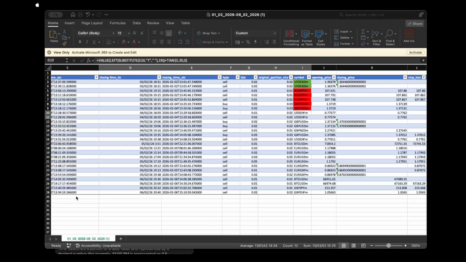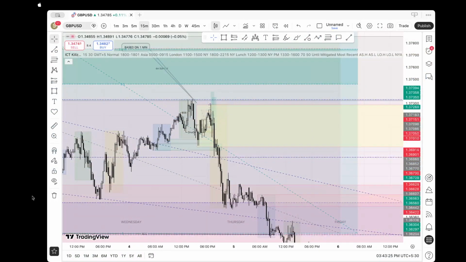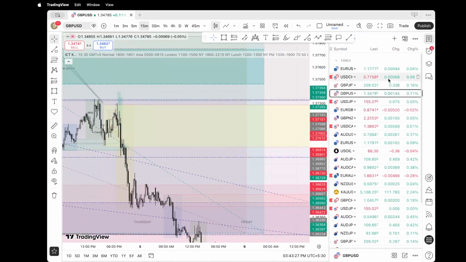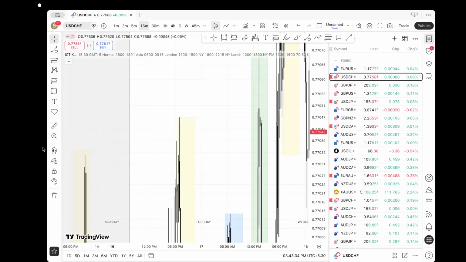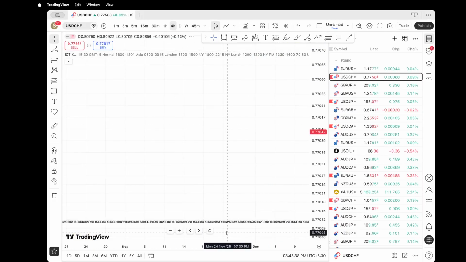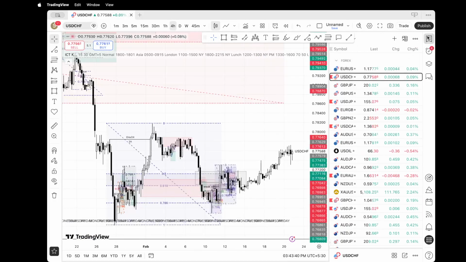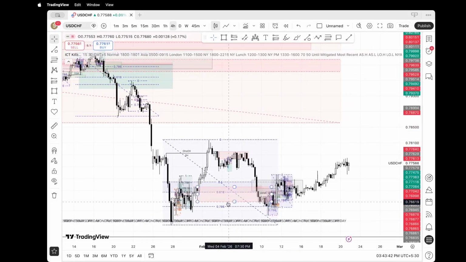Let's jump back to TradingView again. USD CHF. Here we go. 4th of February, around 7 o'clock. 4th of Feb, around 7. Yep, this trade right here.